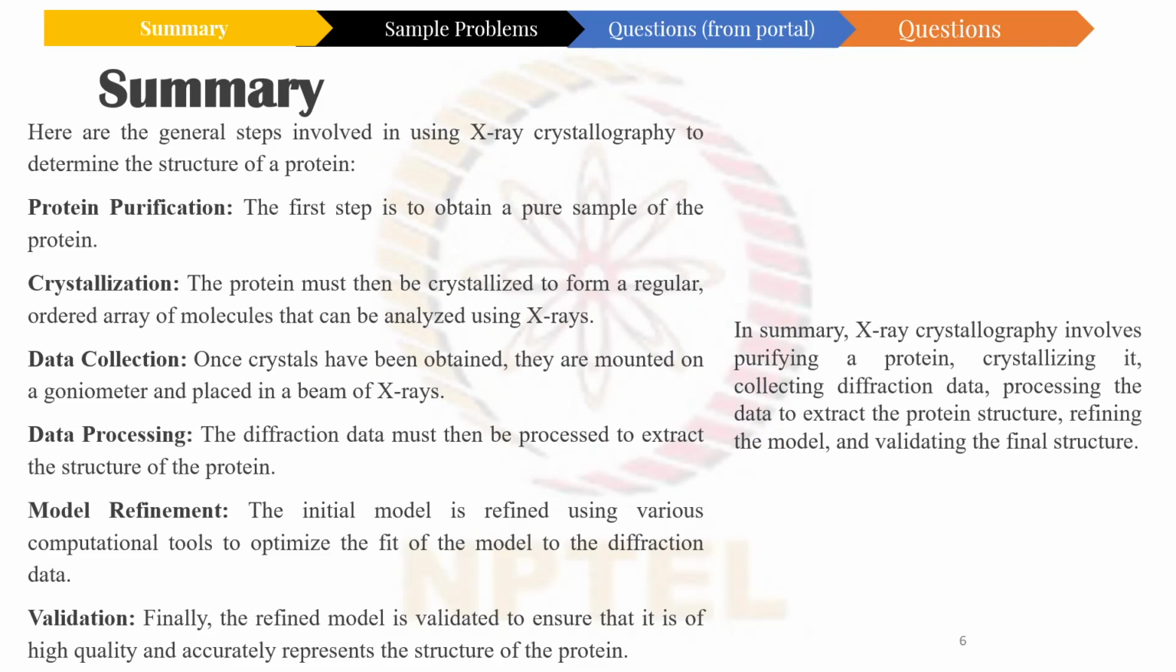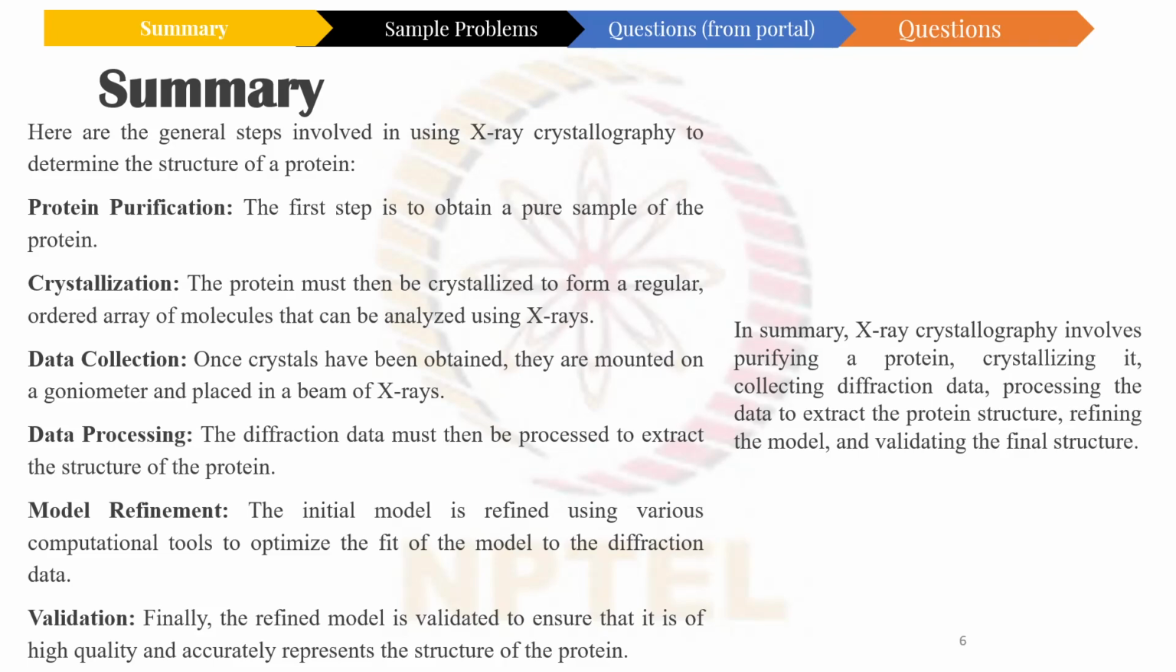In summary, the X-ray method involves purifying a protein, crystallizing it, collecting the diffraction data, and processing the data to extract the protein structure, and then refining the model and validating the final structure. It is a complex and time-consuming process, but it provides a highly detailed and accurate picture of the atomic level structure.